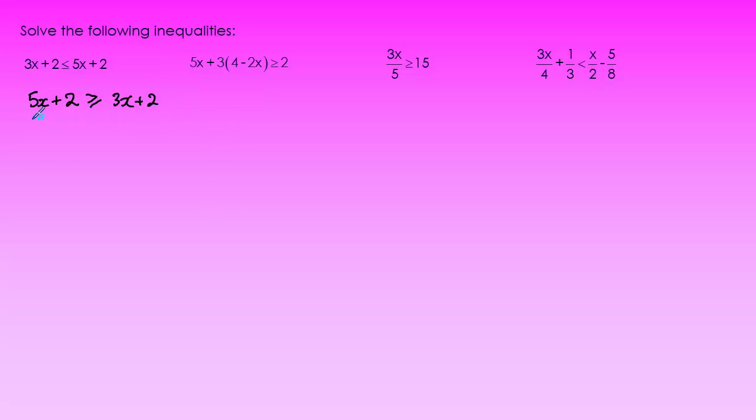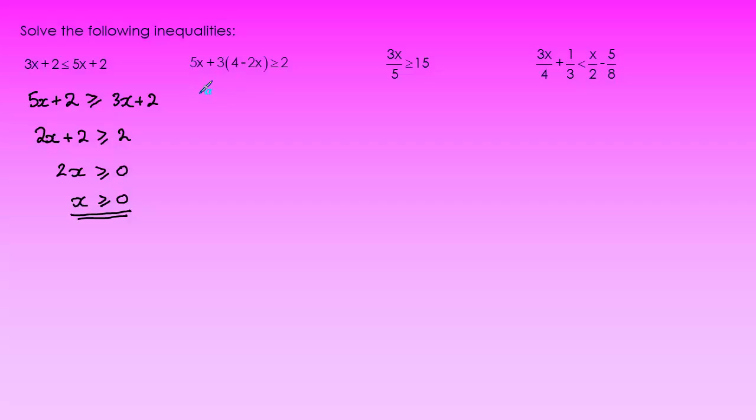Now 5x is the larger number of x's. Subtract 3x from both sides. So this side is 2x plus 2. If we subtract 3x from this side, all we're left with is the 2. Now deal with the numbers. Subtract 2 from both sides. So on this side I just get 2x, over this side I get 0. And now divide both sides by 2, and I get x is greater than or equal to 0. Note this time we divided by a positive number, so there's no need to reverse the inequality sign.